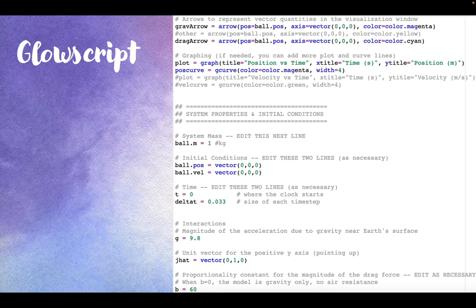As I mentioned, I coded in GlowScript before my Tracker experiment, so I had to estimate some values, such as assuming a standard mass of 1 kilogram for the slinky and testing a proportionality constant of 60. The hypothetical proportionality constant models the drag force acting on the slinky. Additionally, I began at a standard time of t equals 0 seconds.